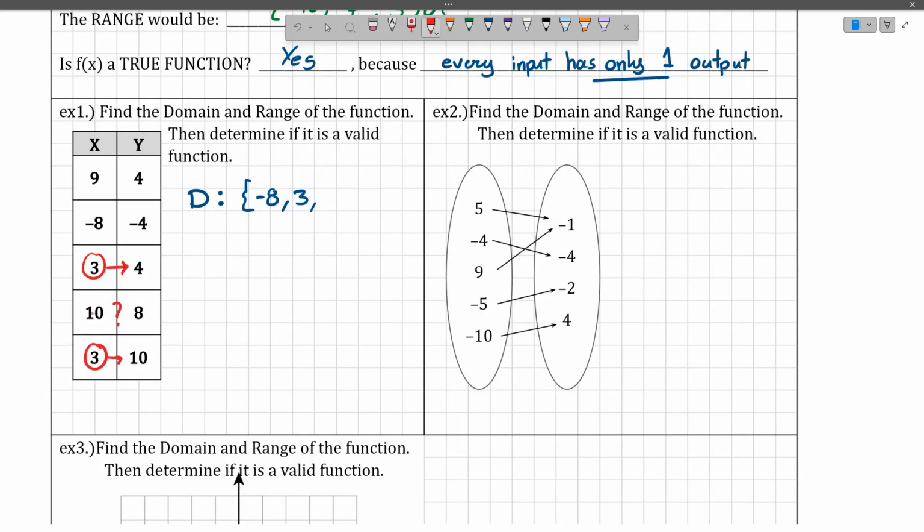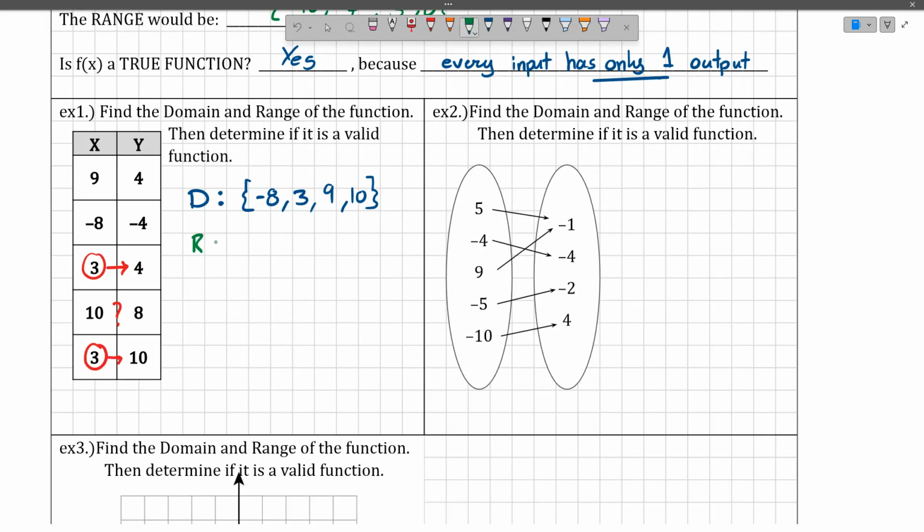But first off, do I write 3 twice? No. We don't need to repeat a value. If we have a 3, we have them both, okay? So 3, what's the next one? So we have -8 done, we have 3. The next highest would be 9, and then we have 10. Okay, sweet.